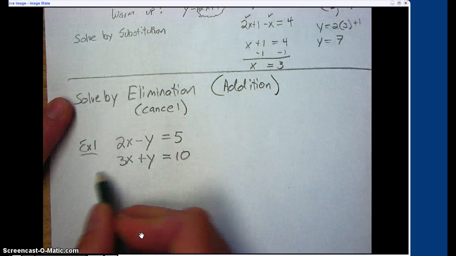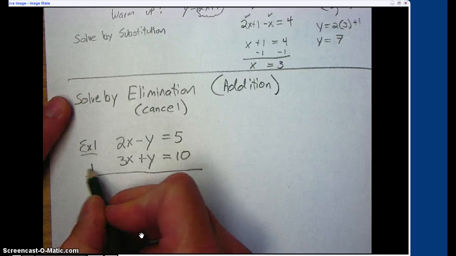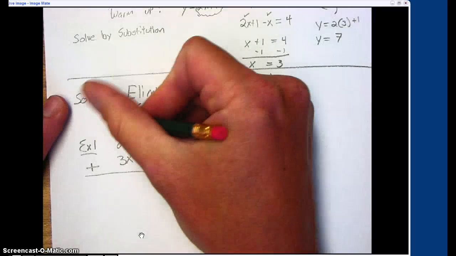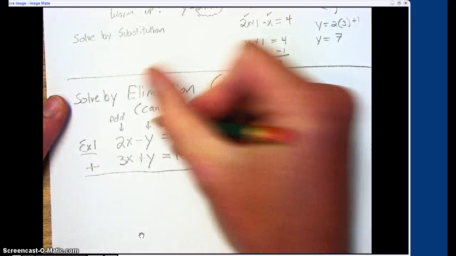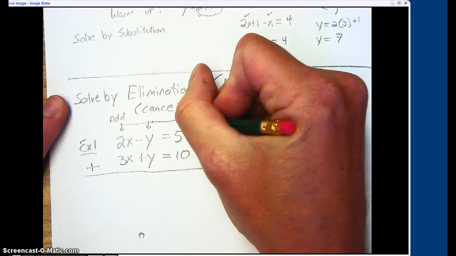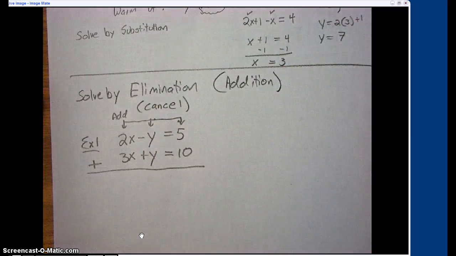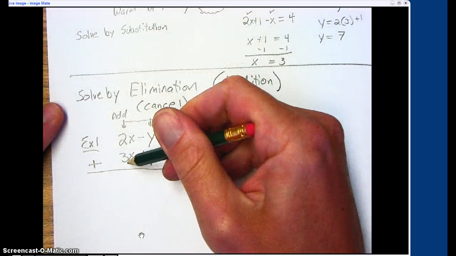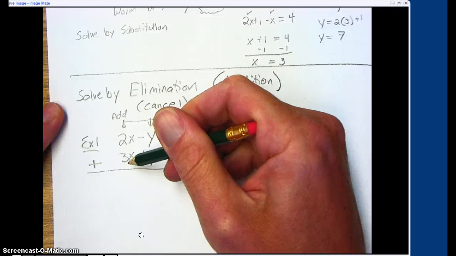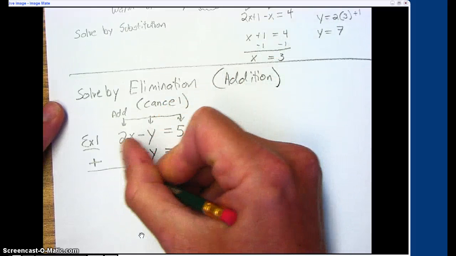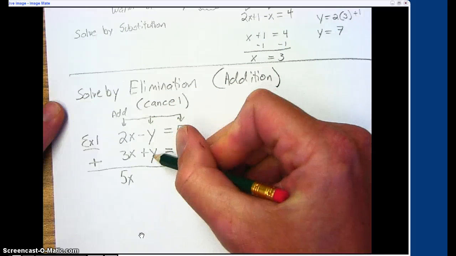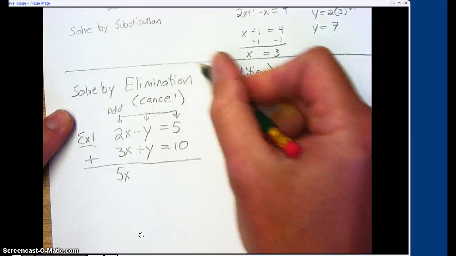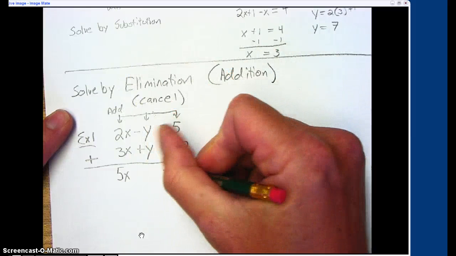So everybody do me a favor. Draw a line and add vertically. So add everything down the line like that. I want you to add down the line. So what's 2x plus 3x? Huh? Still not hearing everybody. What's 2x plus 3x? 5x, right? What happens when I add negative y and positive y? What actually happens? They get eliminated. They cancel.